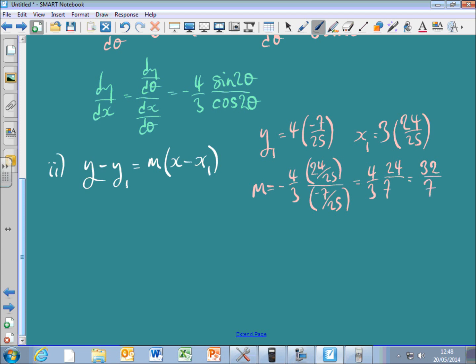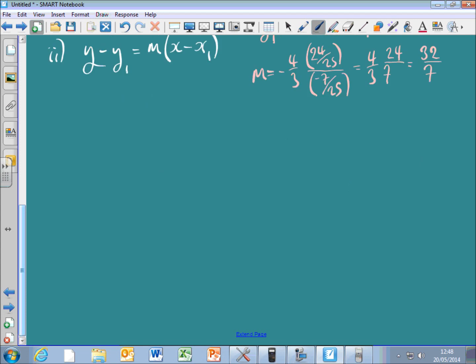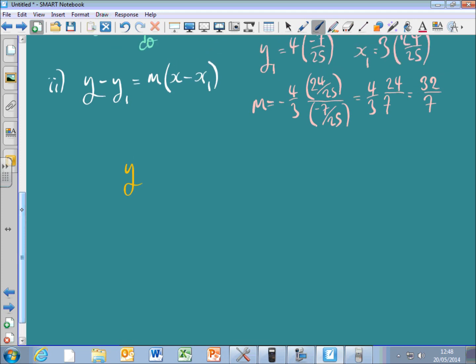Okay, so I'll just sub all of those things into this equation, and that will be the equation of the tangent. So it's going to be y minus y1, and y1 is going to be 4 times negative 7, so that's minus 28, so this is plus 28 over 25, is equal to the gradient. Well, we just worked out the gradient is 32 over 7, times x, take away the x value that the line goes through, 3 times 24 is 72, so it's 72 over 25, and that's the equation of the tangent line.